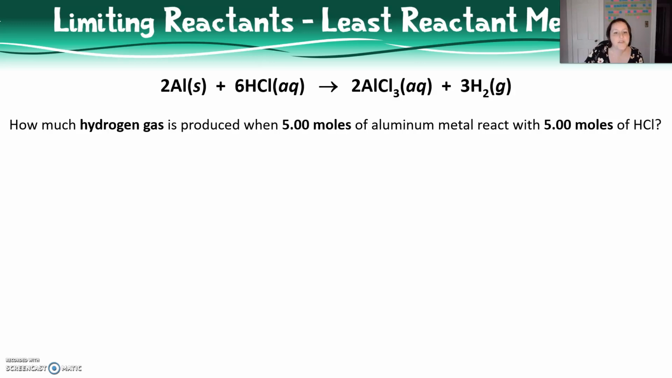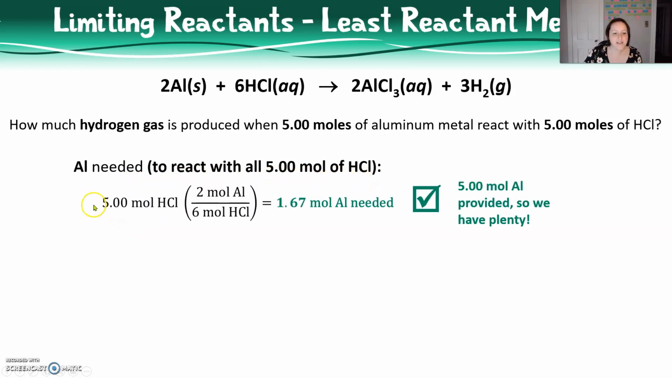So we will want to use the amount of limiting reactant to eventually calculate the amount of product that is produced. With the least reactant method, we begin by randomly choosing a reactant. Let's pick HCl. We then ask ourselves how much aluminum is needed to fully react all 5 moles of HCl. We can calculate this using stoichiometry and the mole ratio between aluminum and HCl in the balanced reaction. So 5 moles of HCl times the mole ratio of 2 moles of aluminum per 6 moles of HCl equals 1.67 moles of aluminum. That is needed to fully react all 5 moles of HCl.